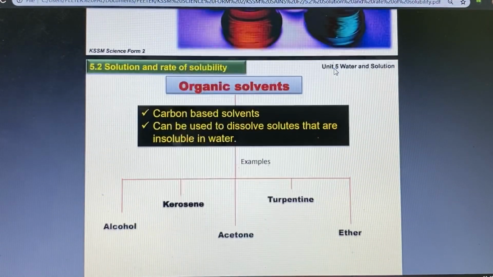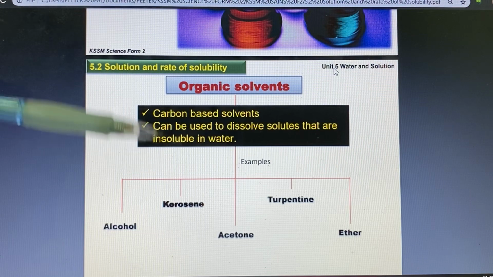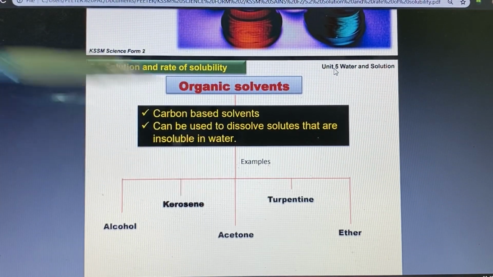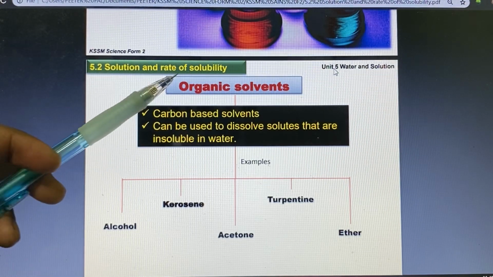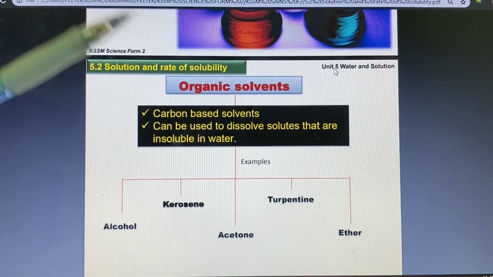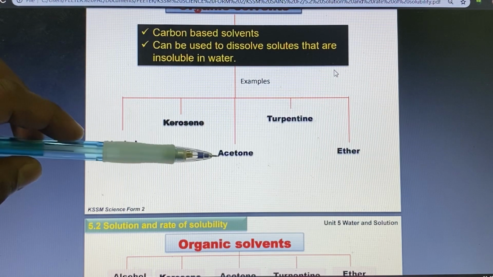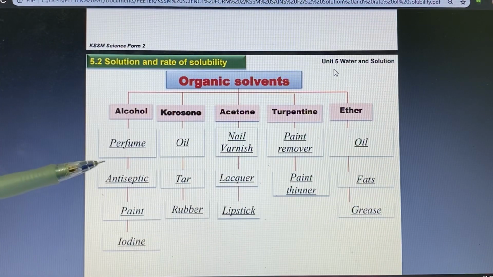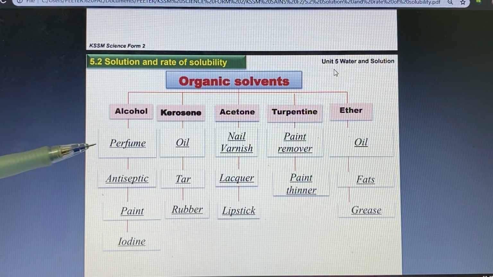Finally, we're going to look at organic solvents. These are solvents that are carbon based. They can dissolve any substance that cannot dissolve in water. If you have substances that cannot dissolve in water, you can use organic solvents to dissolve them. Examples are alcohol, kerosene, acetone, turpentine, and ether. And each of these organic solvents is able to dissolve other organic substances.